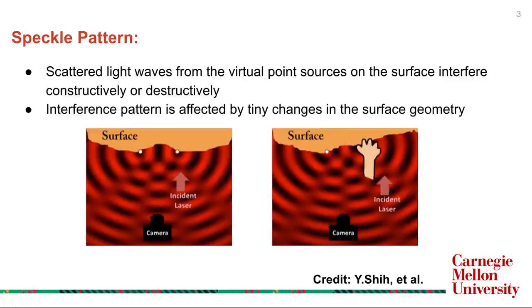I'll first give an overview about laser speckle photography. When a coherent laser light illuminates a surface, each tiny point on the surface acts as a secondary light source, and this secondary light source sends us back the reflected light waves. And these light waves interfere with each other and form a constructive and destructive pattern.